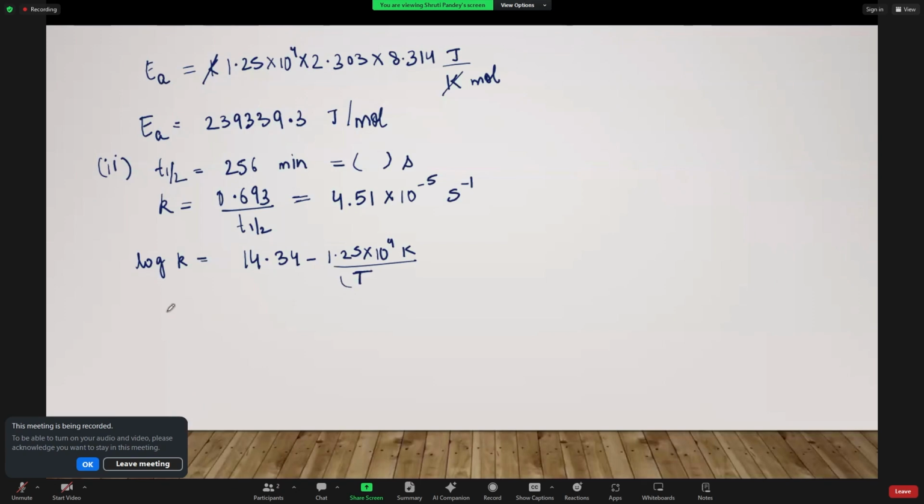So on doing the calculation, you will find out that temperature is coming out around 669 Kelvin approximately. It is in terms of 668.9 something. So on rounding off, the temperature would be 669 Kelvin. So at this temperature, the value of K is the above value, and the value of half-life is 256 minutes.